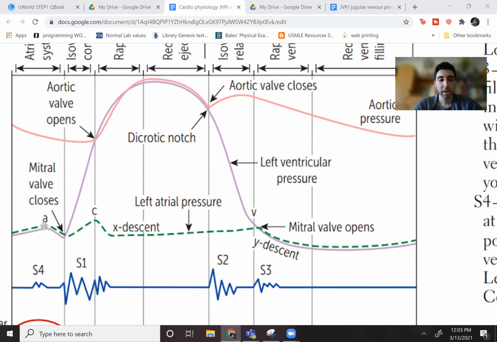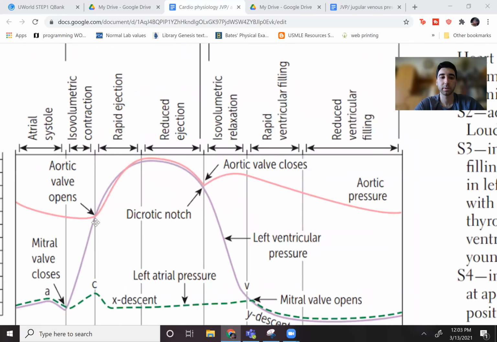As we said, the A wave is atrial contraction. The X descent is going to be atrial relaxation. The V wave, this little peak here, is going to be atrial filling. And then the Y descent is going to be the atrium emptying. So looking at the aorta now and the left ventricle, we see that the C point is going to be where the ventricle is contracting its hardest, right?